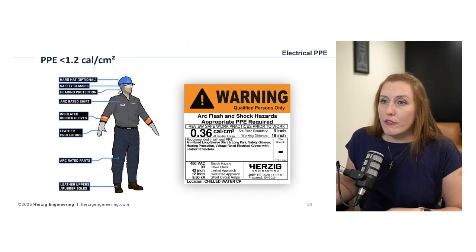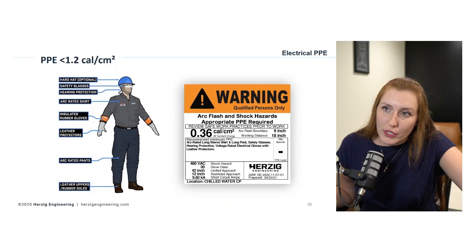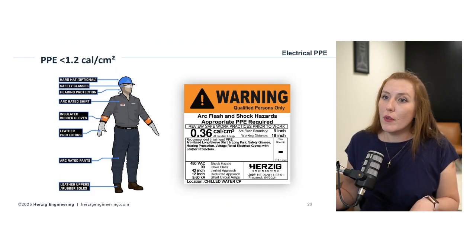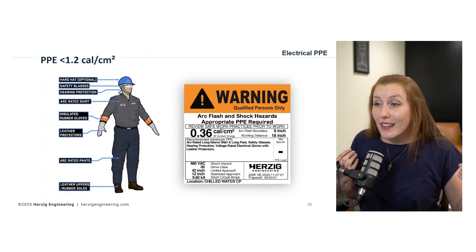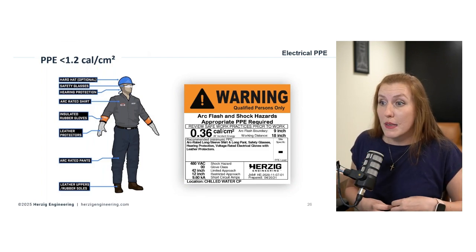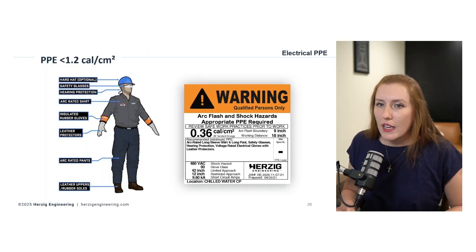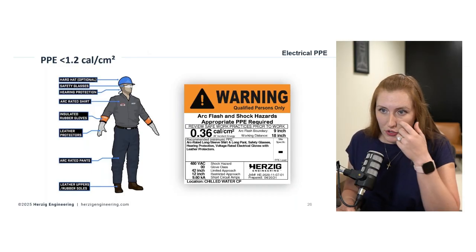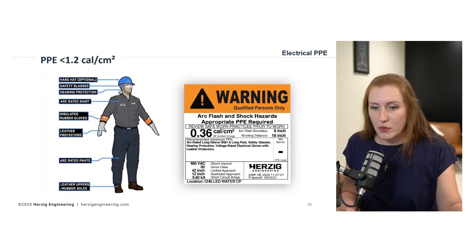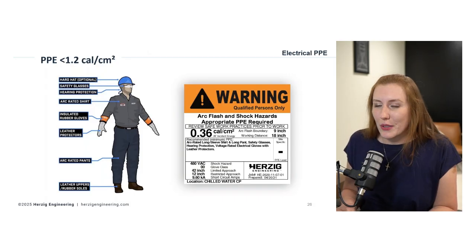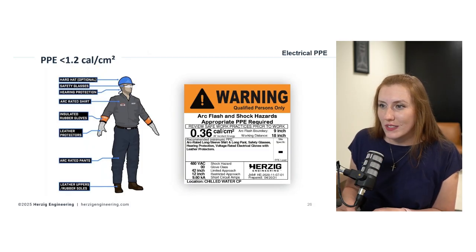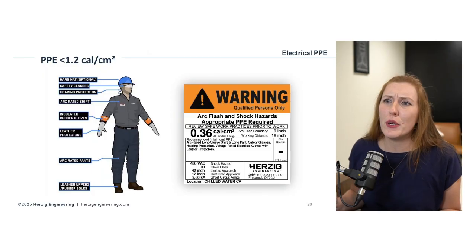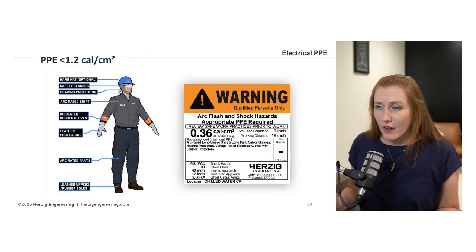Having the labels, even for equipment that's less than 1.2 cals per centimeter squared, prevents a lot of this idea of no label, no PPE needed. Well, that's not necessarily true. I would say the minimum amount of PPE is needed if it's less than 1.2 cals per centimeter squared. I see some safety programs where they just say they only label equipment if the hazard is calculated 1.2 and above. Well, then again, what about those pieces of equipment that are only 0.01 calories per centimeter squared?